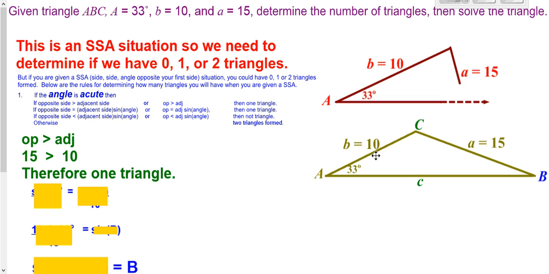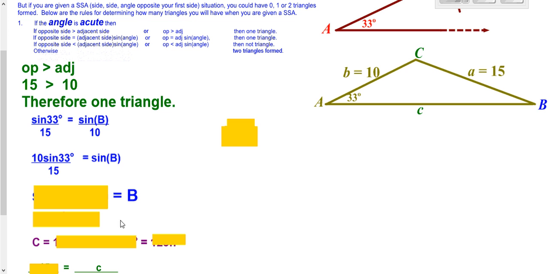So now I would need to find angle B. Well, I have an opposite pair, so I can use law of sine. So I'll go the sine of my angle over the side opposite of that equals the sine of my unknown angle over the side opposite of that, which is 10. Now I need to get B by itself, so I'm going to multiply both sides by 10, and that's equal to the sine of my angle. Now to get B totally by itself, I'd have to undo sine, so I have to take the sine inverse of both sides. This is my calculator ready form.